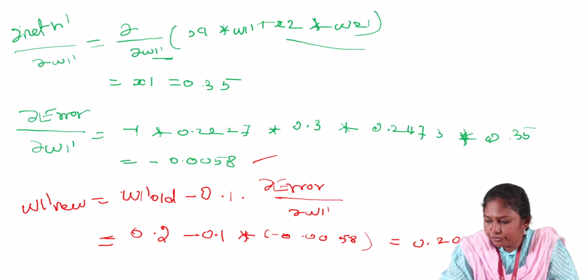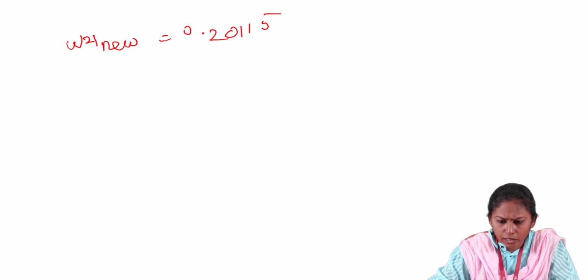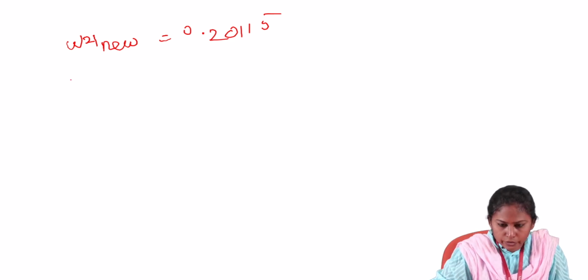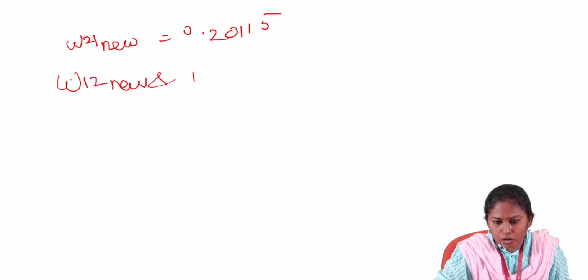Similarly, if we calculate the other weights also, W21 new will be 0.20115. Similarly, we can calculate W12 new and W22 new.